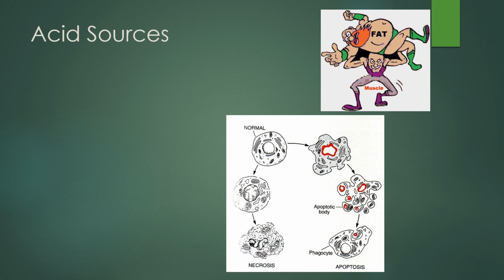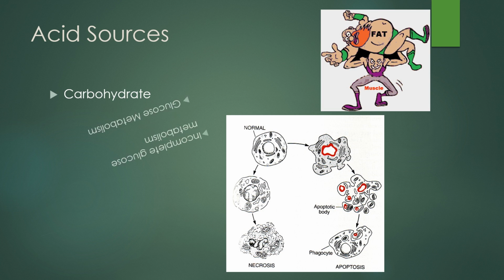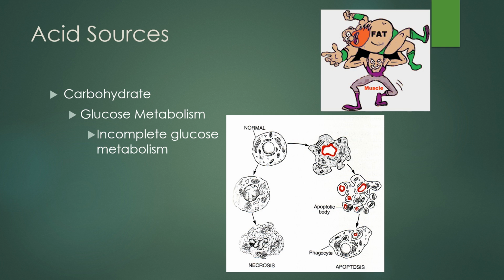Acid sources are carbohydrate. During metabolism, it forms carbon dioxide. Carbon dioxide is exhaled by the lungs during breathing. The process that determines pH is how much carbon dioxide is produced during metabolism versus how rapidly that carbon dioxide is removed by breathing. Okay, so let's discuss glucose metabolism.